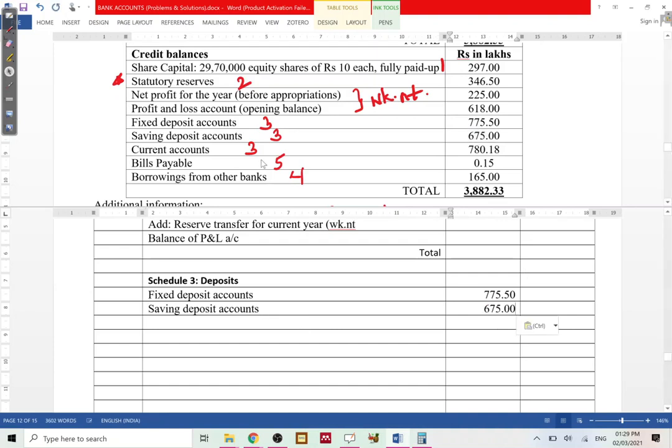This is just a matter of posting at this point. And the third type we have is current accounts, and the amount here is 780.18. So that's the total deposits that we have. No other items, no other calculations will come over here. So I can get the total of this entire amount, and total is 2230.68.